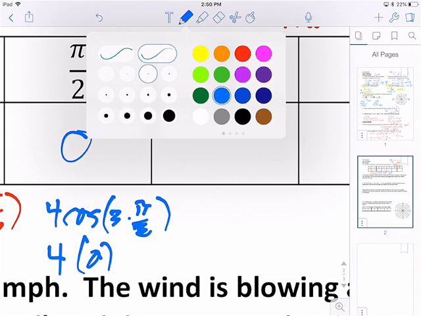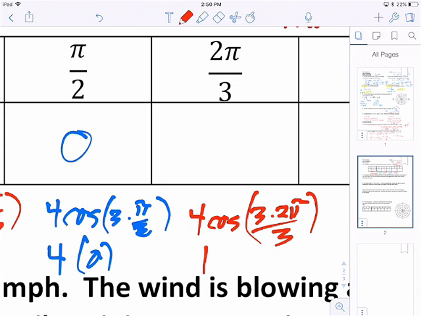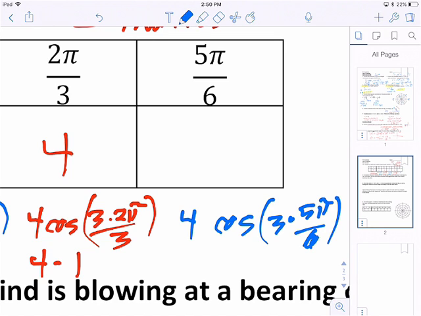And 2 pi over 3. If you do 4 times the cosine of 3 times 2 pi over 3, the 3's cancel, and you get 2 pi. And the cosine of 2 pi is like cosine of 0. It's just 1. And you get 4. And we're almost there, the last one. Yes. So it's a little tedious. I don't want to give you a bunch of those, but watch your order of operations. Just be careful. So 5 pi over 6, that reduces to 5 pi over 2.